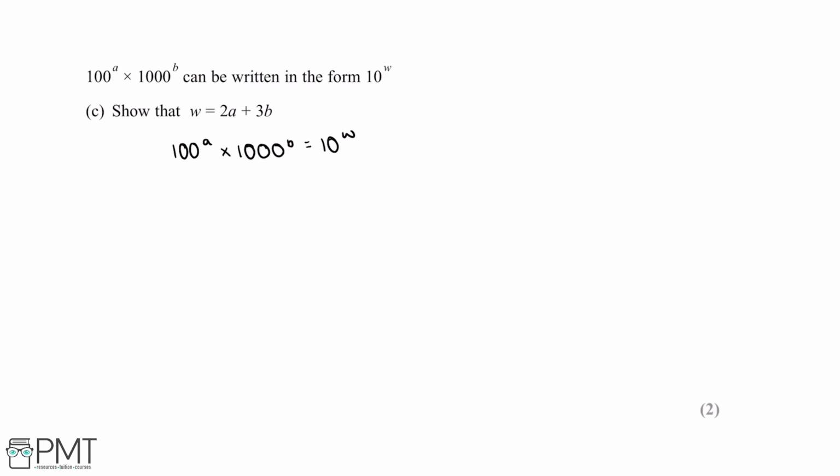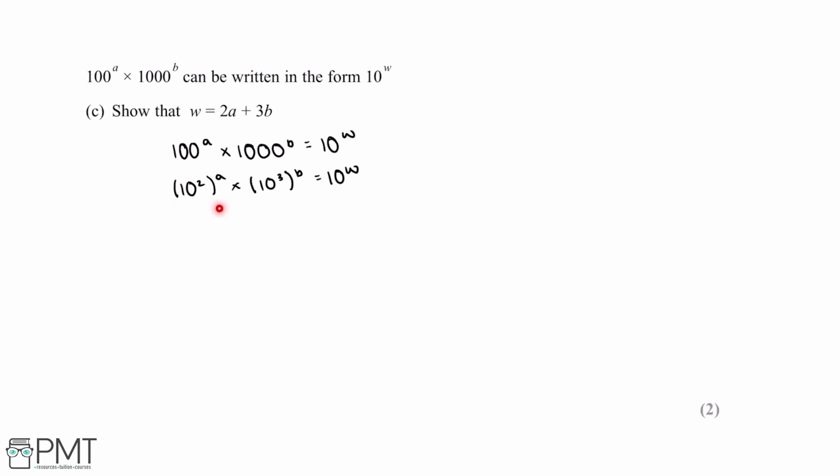And the way to do this is to write 100 and 1000 as 10 to the power of something. So if we start off with 100, 100 is equal to 10 squared, so we can rewrite 100^a as 10 squared all to the power of a. Next, 1000 to the power of b. So 1000 can be rewritten as 10 cubed, and this will all be to the power of b.